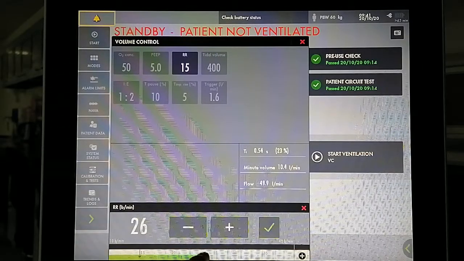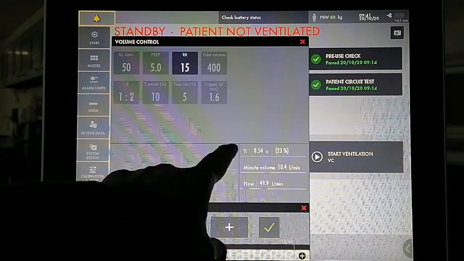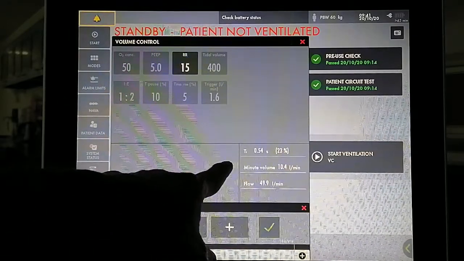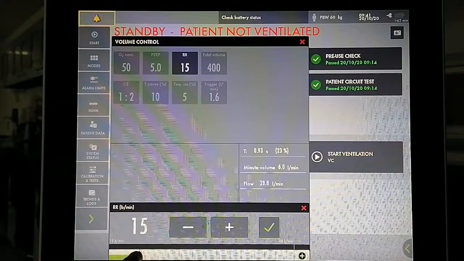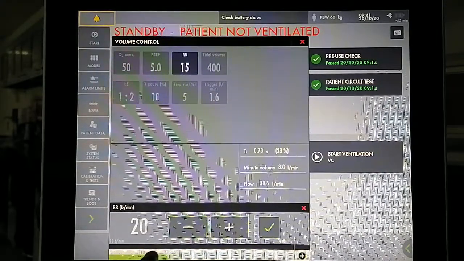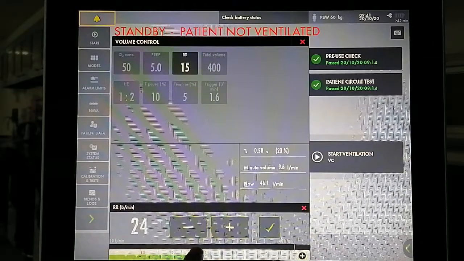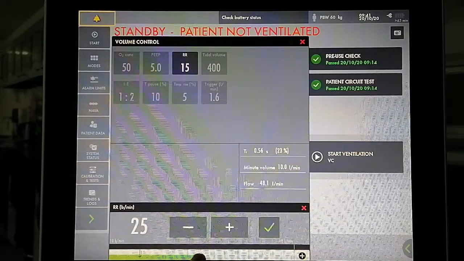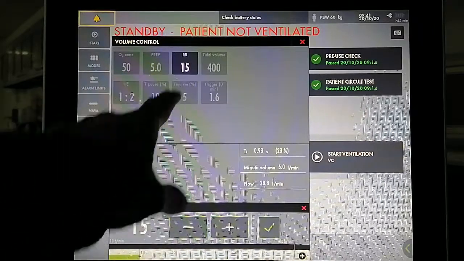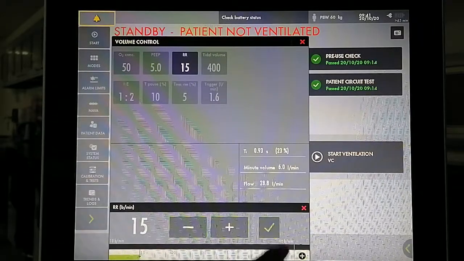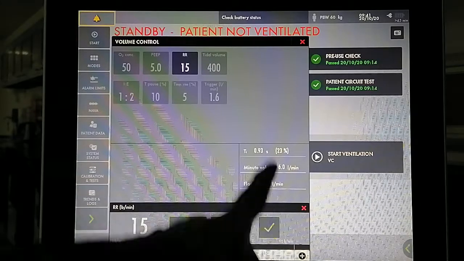So as you can see here, we have the following: the inspiratory time, the minute volume, and the flow. So the respiratory rate affects all these parameters: the inspiratory time, minute volume, and flow. Okay, let's say we set it to 15. If we set the rate to 15, we have those.